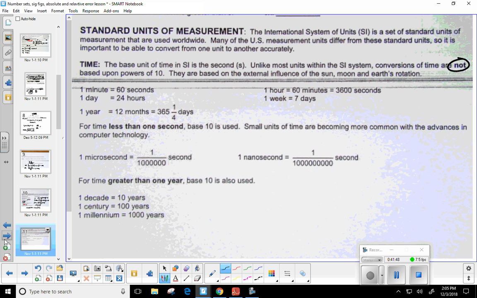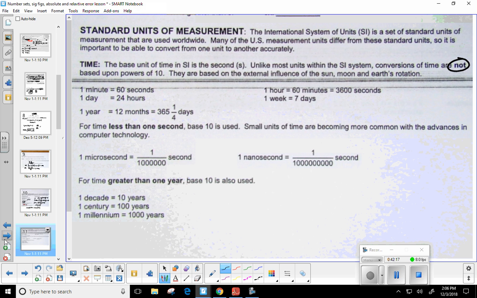Standard units of measurement. Now, a lot of these you're going to know just off the top of your head. It's the other ones, but if I ever give you a quiz or a test where you need these, I'm not going to have you commit them to memory because you should be provided a lot of these anyway in your formula booklet. The International System of Units, SI, is a set of standard units of measurement that are used worldwide. Many of the U.S. measurement units differ from these standard units, so it is important to be able to convert from one unit to another accurately.